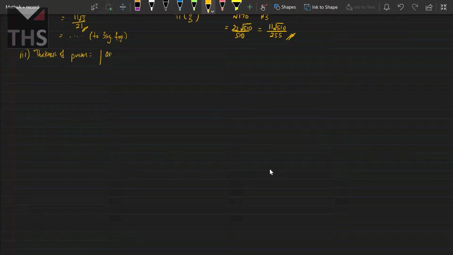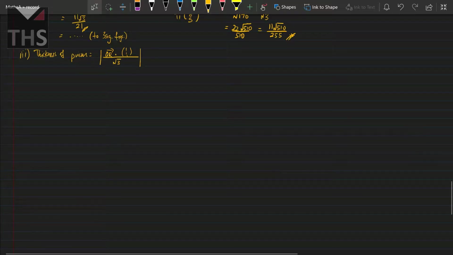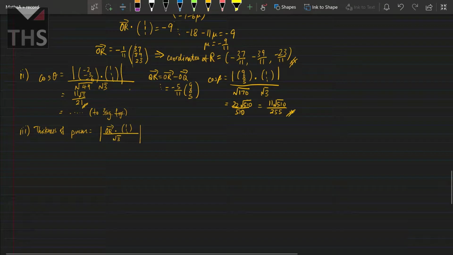QR dot 111, okay? Because you're projecting, it's the length of projection of QR onto 111 divided by the magnitude of 111, square root 3. All these formulas, at this stage of your A-levels, your revision, you should be comfortable with quoting straight away. So QR dot 111, QR we found is negative 5 over 11, 985, right? So we dot 111 divided by square root 3, we mod it, and so on.